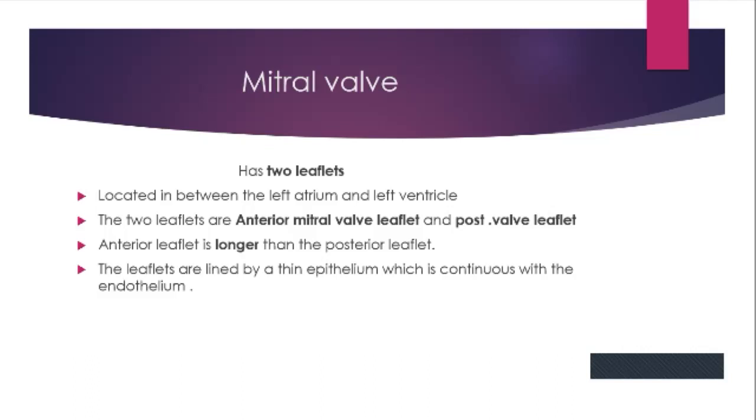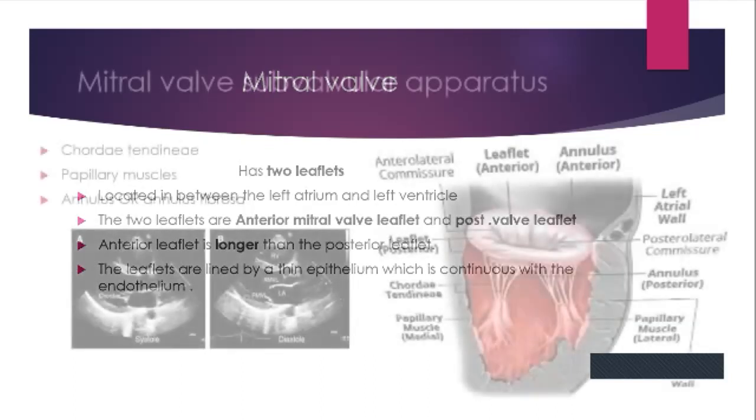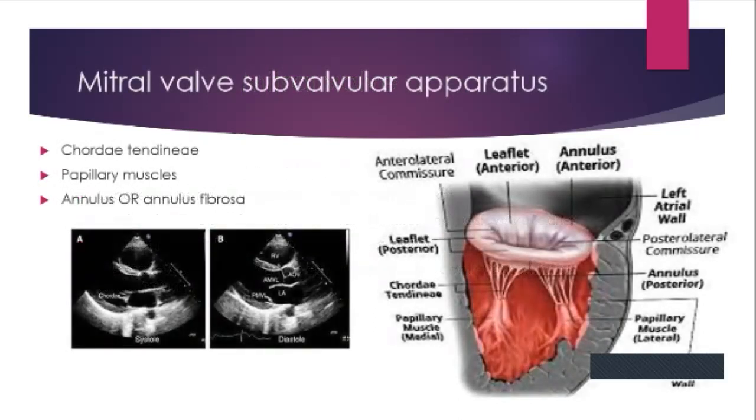The anterior leaflet is longer than the posterior leaflet, and this one is always visible as it flaps in an echo. You see it flapping on the shorter one. The leaflets are linked by a thin epithelium, which is a continuation of the endothelium of the heart. So the mitral valve subvalvular apparatus is made of chordae tendineae, papillary muscle, and annulus fibrosus.